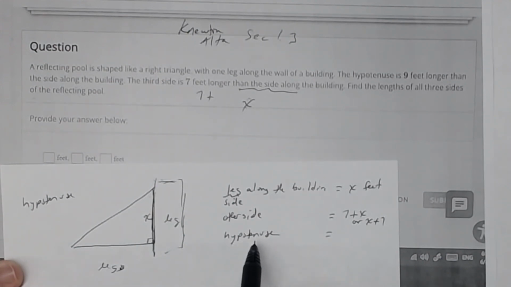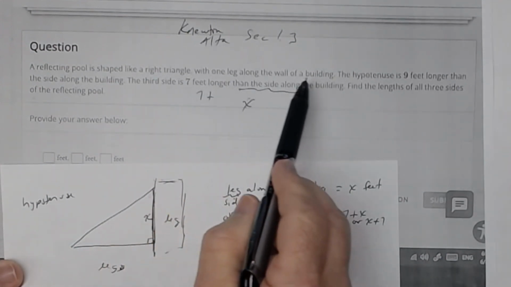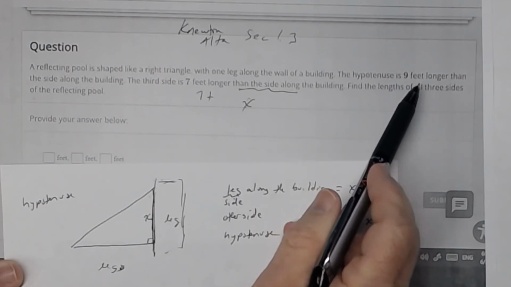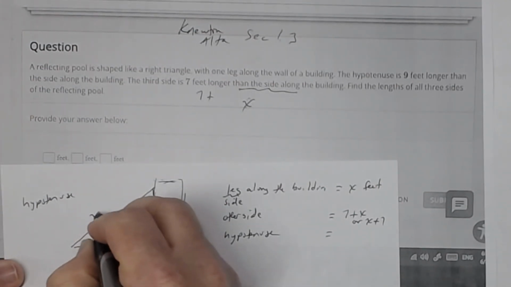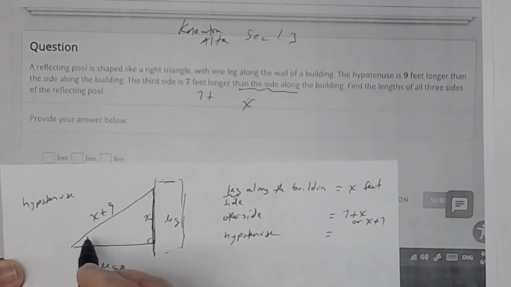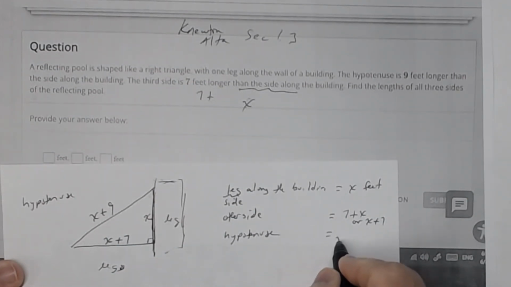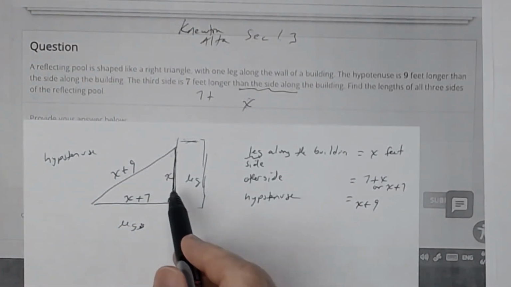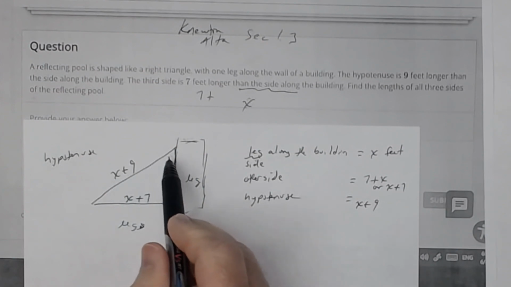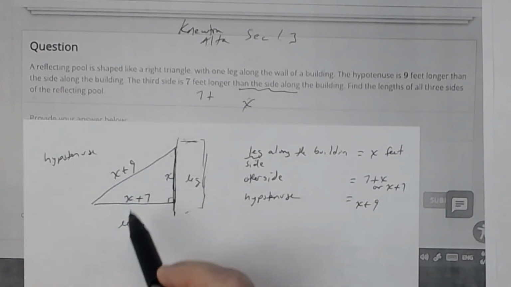Then you're told something about the hypotenuse. The hypotenuse right here is 9 feet longer than that side along the building. Well, if the side along the building is x, then the hypotenuse would be x plus 9, right? So this is your hypotenuse, and this is the other side, which we said was x plus 7. I'm going to go ahead and write it here, x plus 9. So now I have the expressions for each of those sides, the two legs and the hypotenuse.